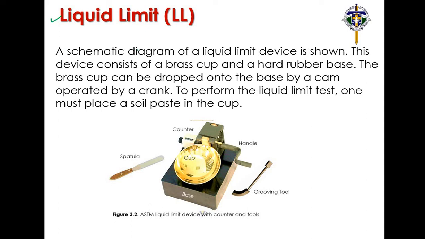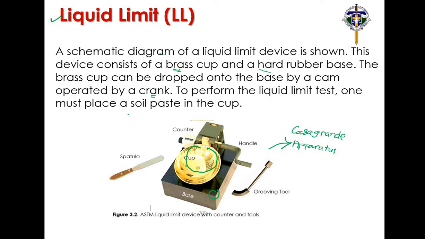A schematic diagram of a liquid limit device is shown. This is the device. Sometimes this is known as the Casagrande apparatus. This device consists of a brass cup, and a hard rubber base. This is made of rubber. The brass cup can be dropped onto the base by a cam operated by a crank.